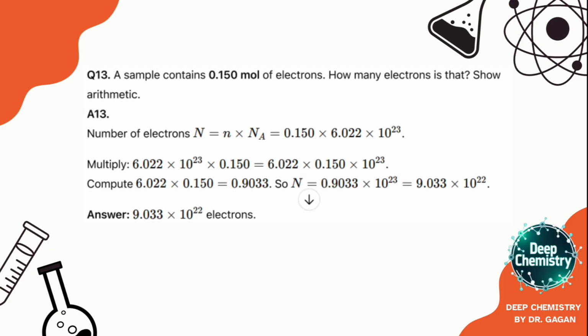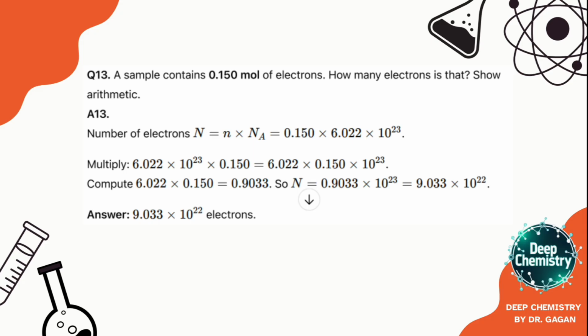Question number 13. A sample contains 0.150 mole of electrons. How many electrons is that? Number of electrons equals small n × Na, that is 0.150 × 6.022 × 10^23, which equals 9.03 × 10^22 electrons. So there are 9.03 × 10^22 electrons in 0.150 moles.